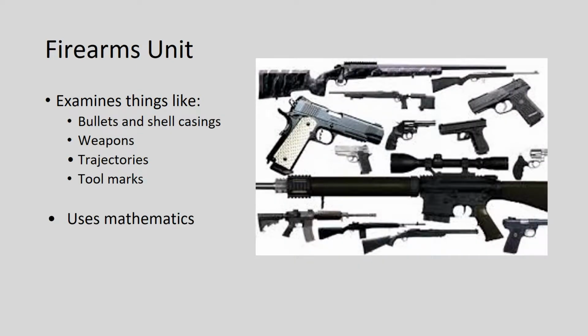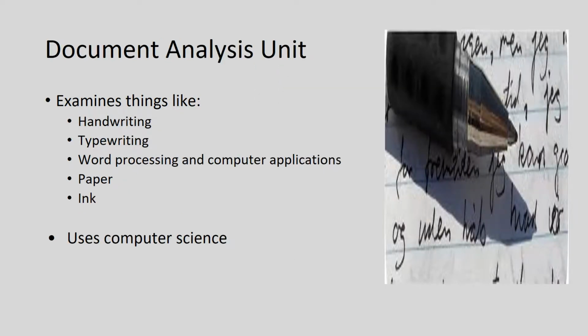The fun one, we have the firearms unit. They're looking at your bullets and shell casings, your weapons, your trajectories, your tool marks. They're using mathematics and physics to help figure these things out. We have our document analysis unit. They're looking at your handwriting, your typewriting, now looking at word processing and computer applications, paper and ink, and really now this is driven primarily by computer science. It's really cool stuff that's happening these days.